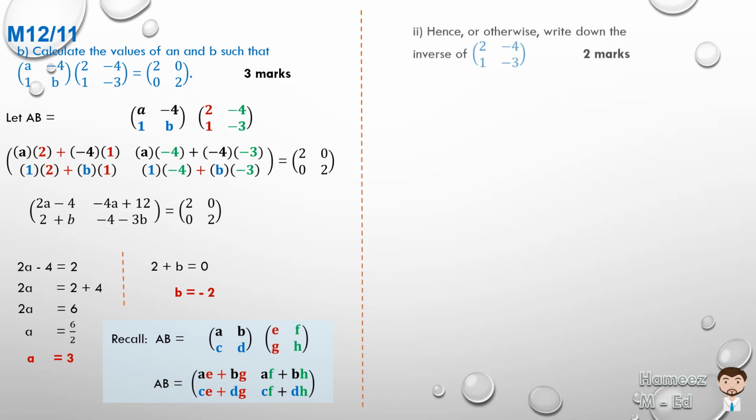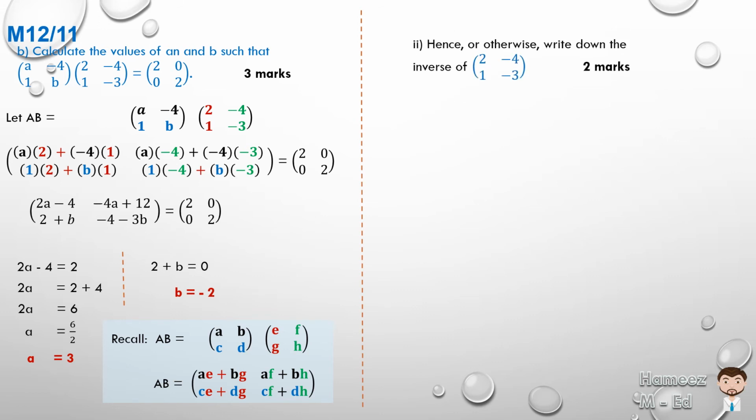Part 2. Hence or otherwise, write down the inverse of 2 minus 4, 1 minus 3. So we know AB, and AB is equal to 2002. But if we extract a 2 from there, we're actually getting AB is equal to 2 times 1001, which is 2I. So AB is equal to 2I. How does that help us? We want to find the inverse of B.